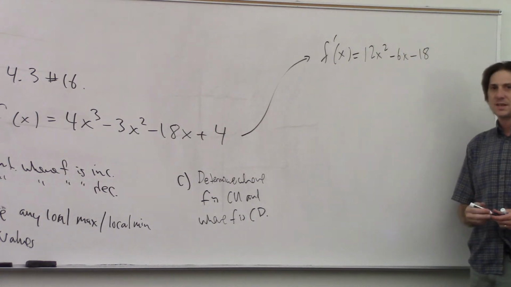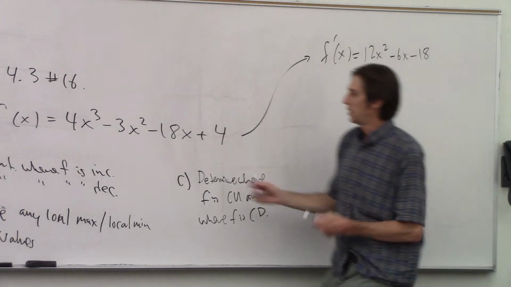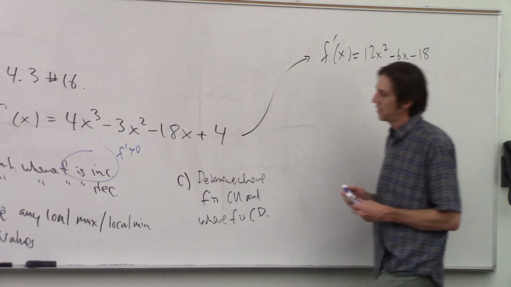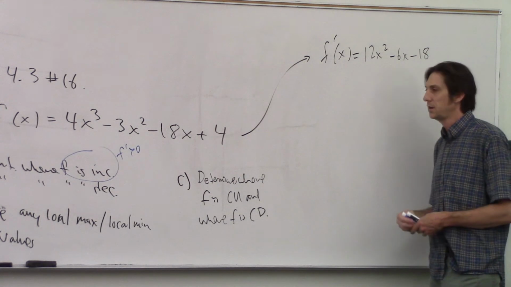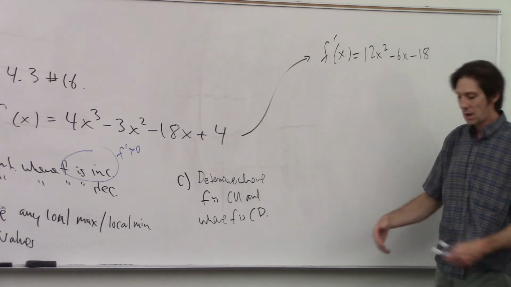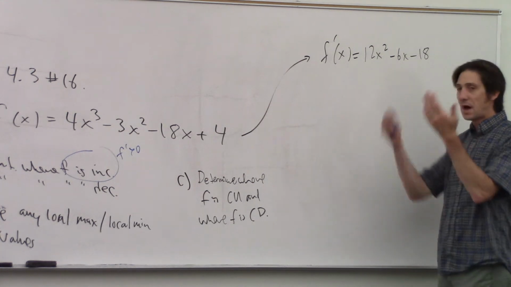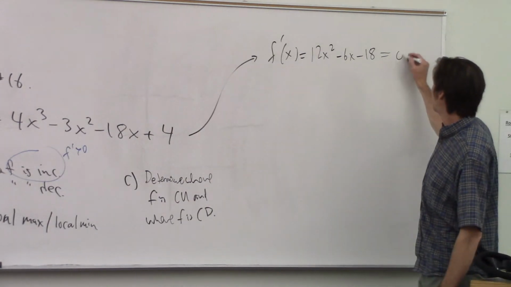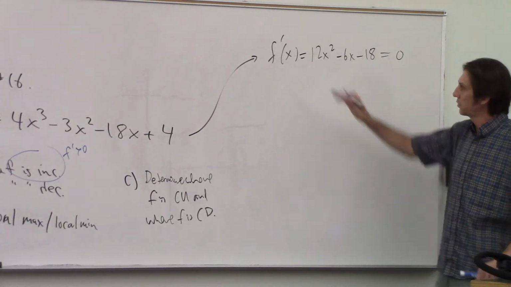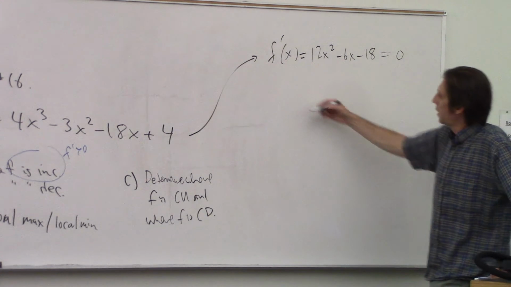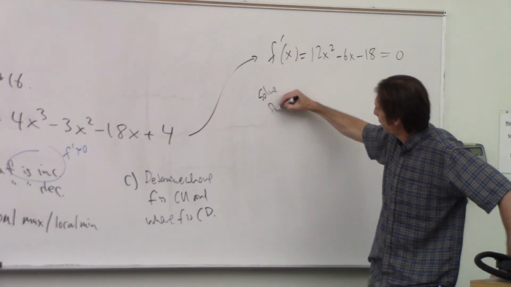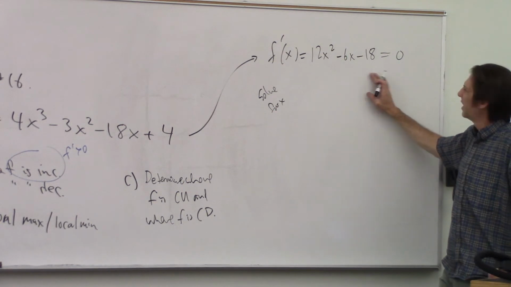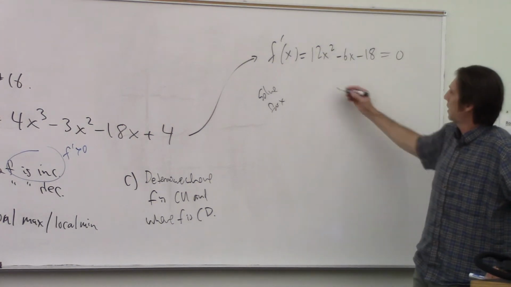For my increasing decreasing test, right, where f is increasing, I need to know where the first derivative is positive. To figure out where f is decreasing, I need to know where the first derivative is negative. Well, to figure out where f prime is positive and where it's negative, I should figure out, first of all, where it equals 0. So I took the derivative, I set it equal to 0, and now I try to solve for x. Well, the first derivative is a quadratic, and this one's not so bad to factor.